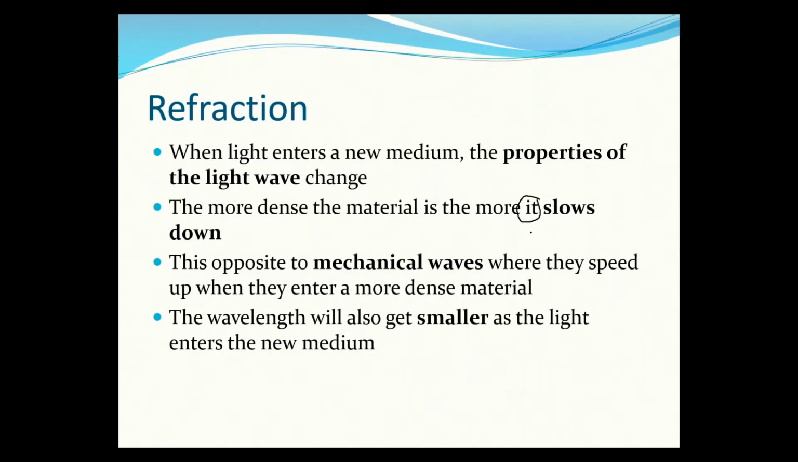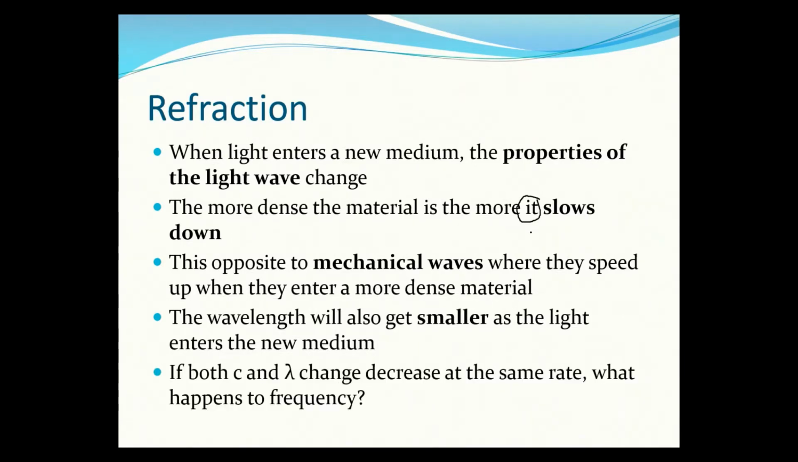The wavelength will also get smaller as light enters the new medium, and the light slows down. So if both c and lambda change, there's some typos in here, if both c and lambda decrease at the same rate, what will happen to the frequency? So let's talk about that. c equals lambda f is our equation, right? And if we want to talk about what happens to frequency, well, let's throw lambda down here.